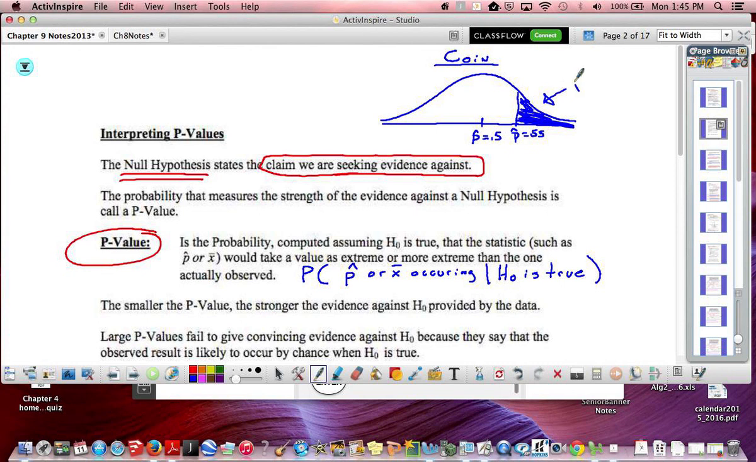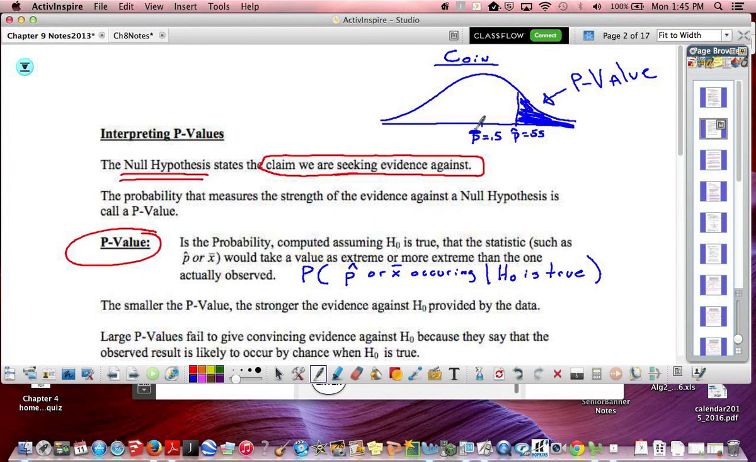This probability is what you call your p-value. It's the probability of your sample result occurring, making the assumption that the null hypothesis is true, that the population proportion, and really this should just say p, is 0.5.